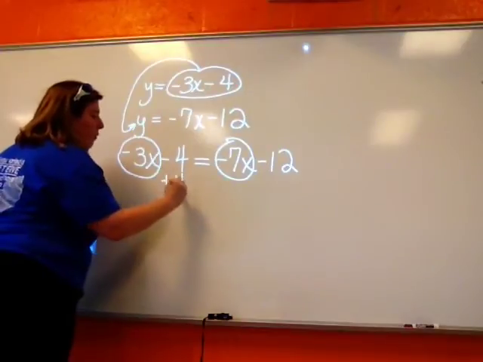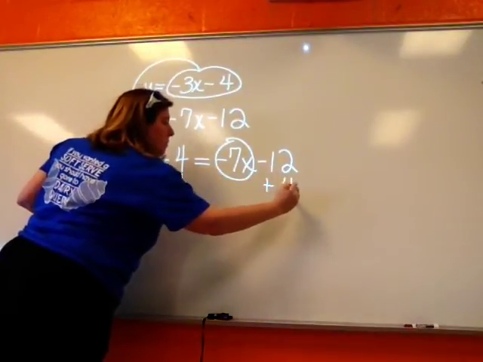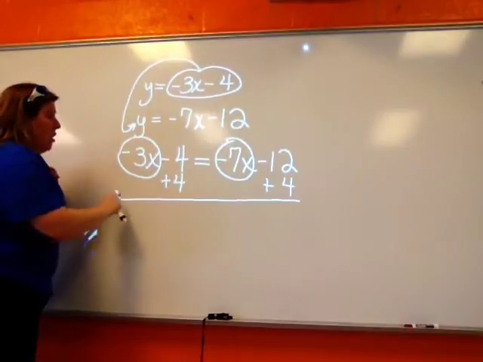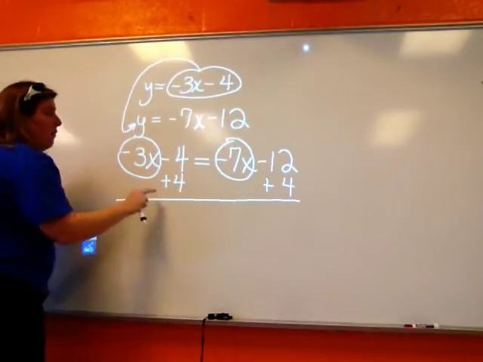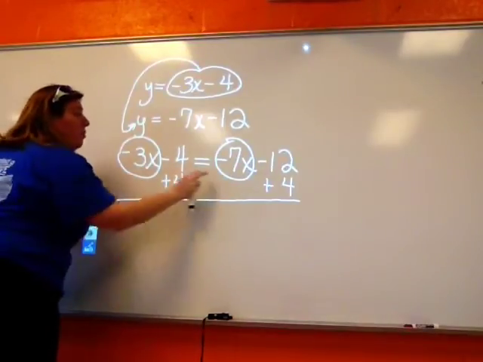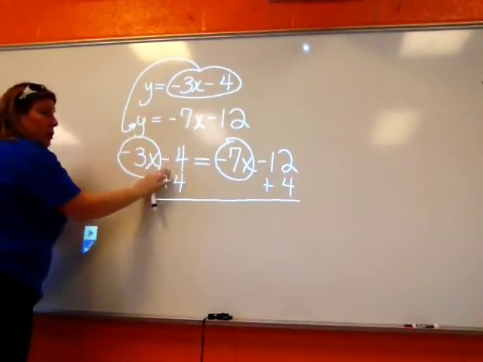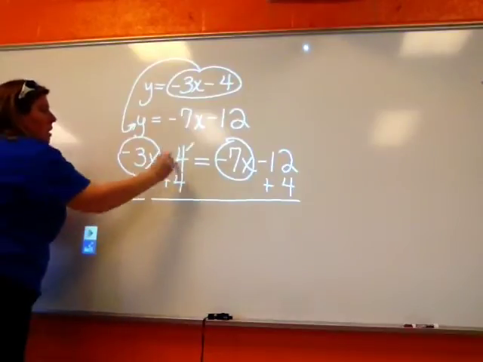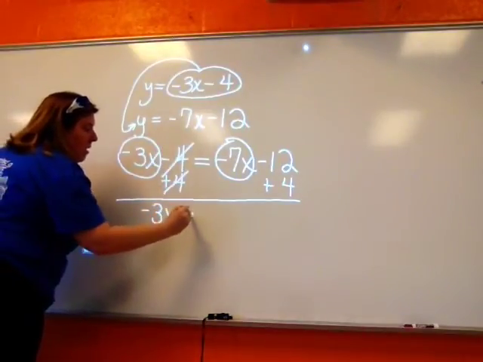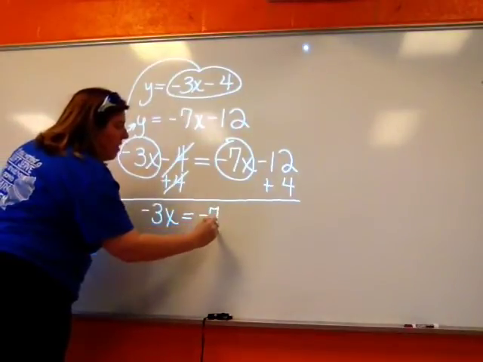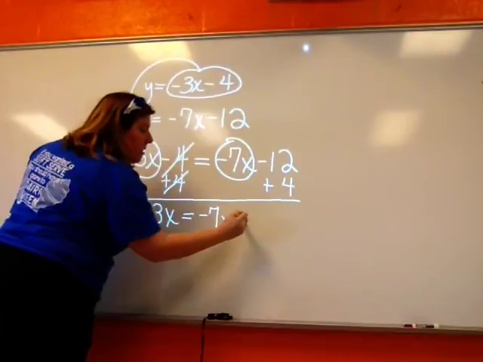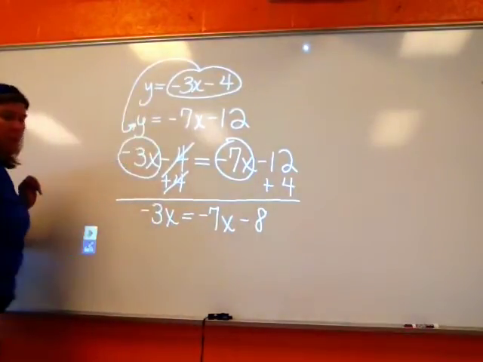So I'm going to add 4 to both sides. You could have also added 7x to both sides, you could have added 12 to both sides, or you could have added 3x to both sides. I'm going to choose to add 4 to both sides. These are going to cancel out, and it's going to give me negative 3x is equal to negative 7x, and then negative 12 plus 4 is negative 8.